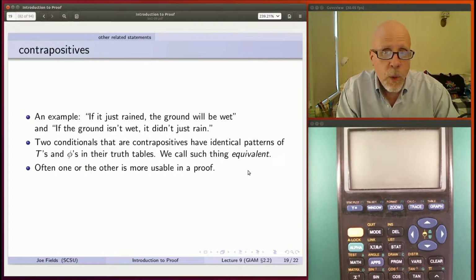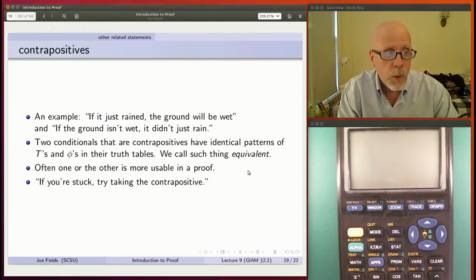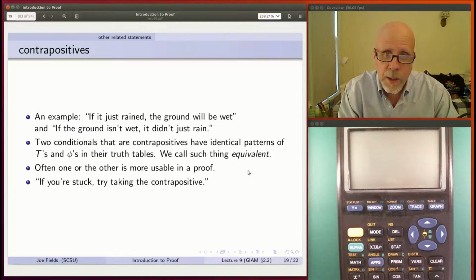Often one or the other, though, if I'm thinking about a statement and its contrapositive, is more usable. So there's a piece of advice that you will hear. I'm going to say it to you in our next chapter. If you get stuck, try looking at the contrapositive. That's actually really good advice. So you might as well start thinking about it now. Sometimes the contrapositive will lend itself much more readily towards proving something than the original thing did. And since it's got the same meaning, why not? You can use it.